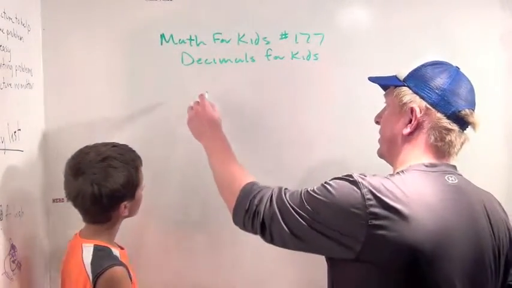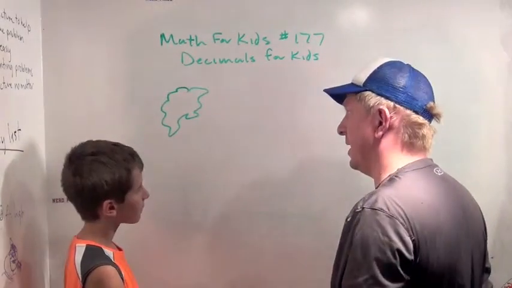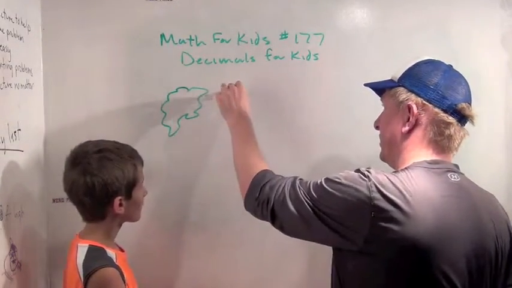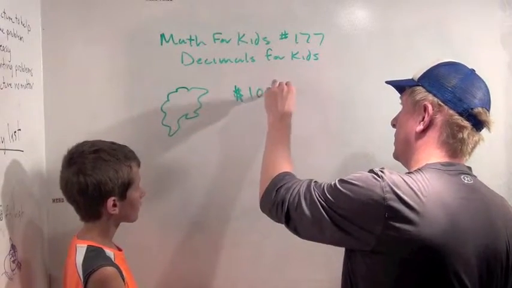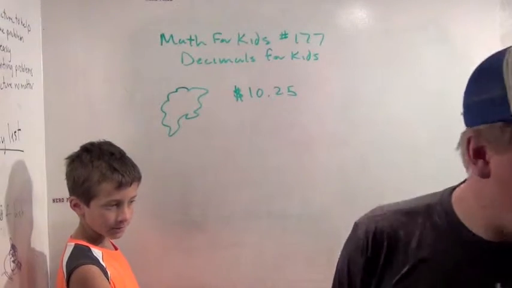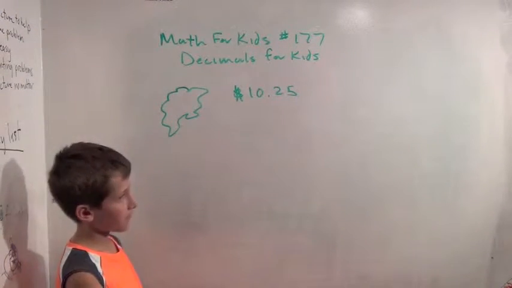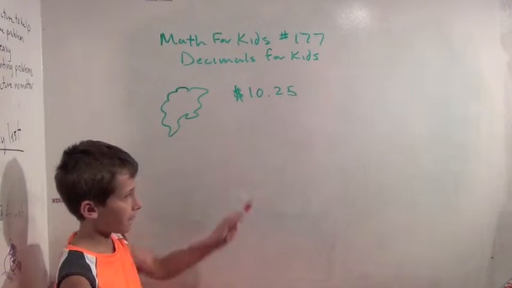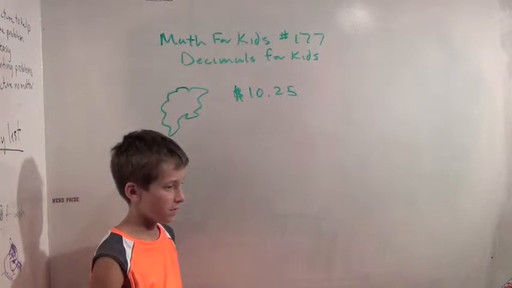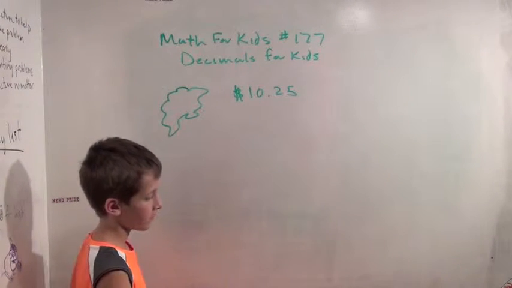$10.25. Okay, so you buy something, maybe a little bit of a cloud, and it costs $10.25, and we're going to write that as 10.25. So what does that mean, 10.25? It means 10, this is the whole number. Okay, so that's the $10.